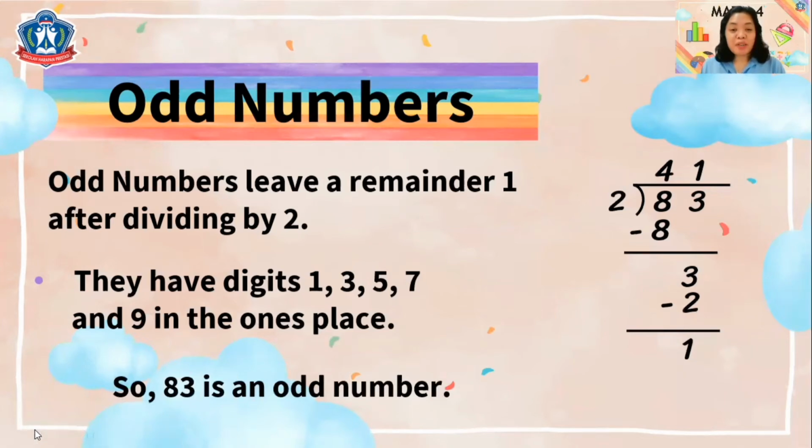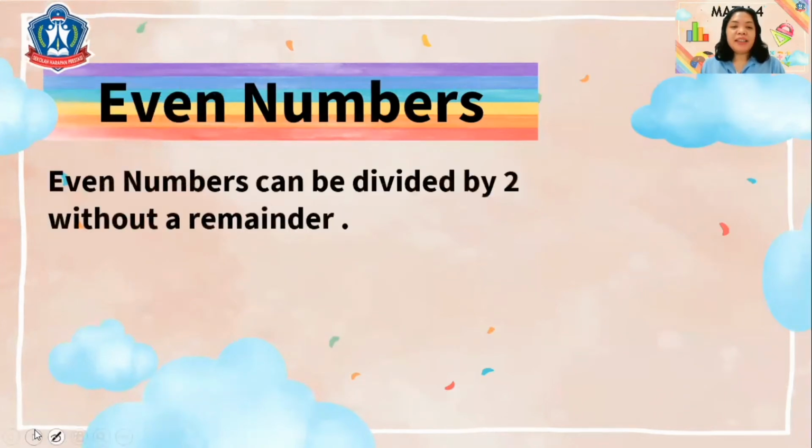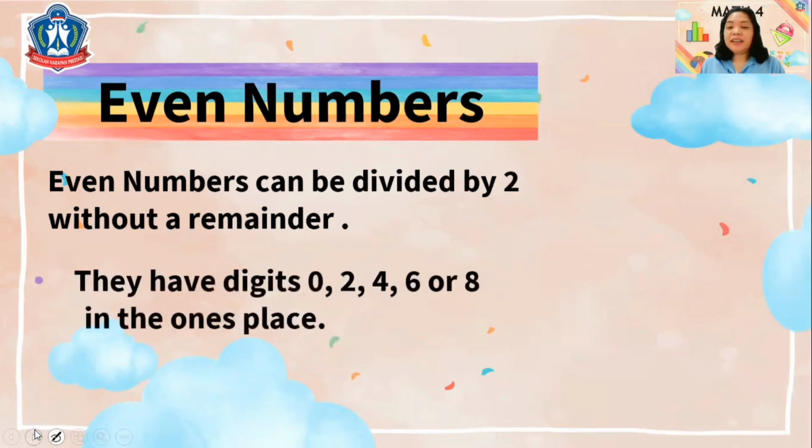How about even numbers? Even numbers are numbers that can be divided by 2 without a remainder. Even numbers actually are paired numbers, numbers that have partners. And they have digits 0, 2, 4, 6, or 8 in the ones place. For example, we have 76. It has 6 at the ones place.